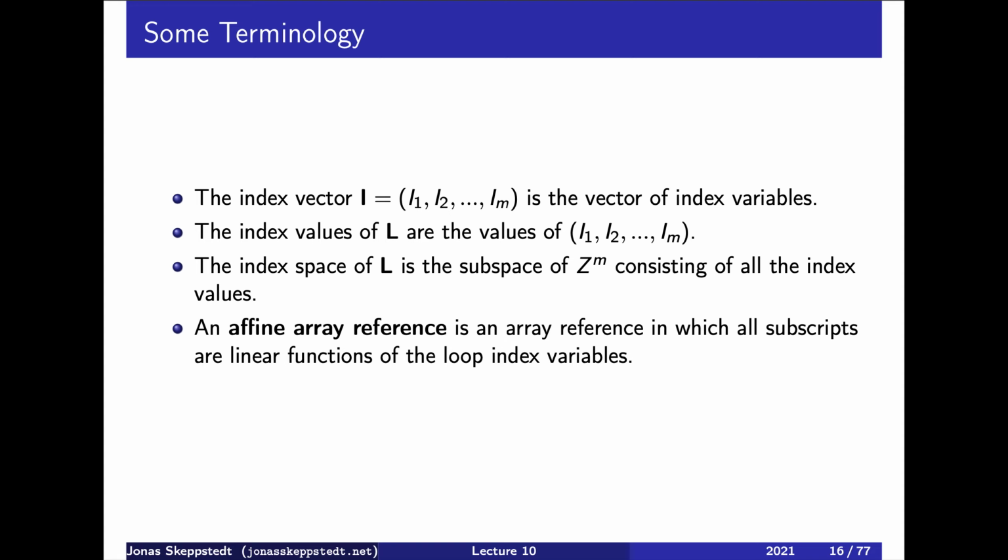The index vector is a vector with all the loop index variables, with the outermost loop first. I mean the loop index variable of the outermost loop first. And then the index values are simply the values of these variables. And the index space of a loop is a subspace of Z^m that consists of all the index values.